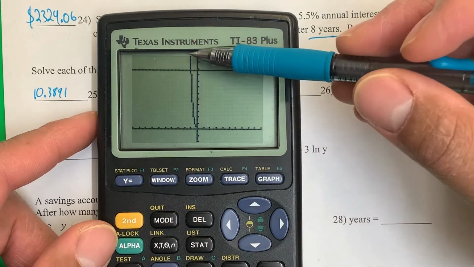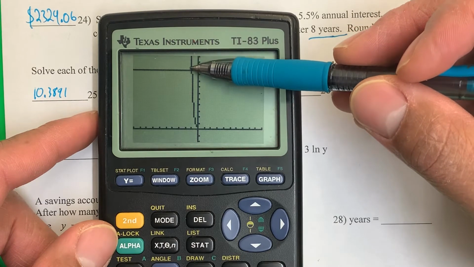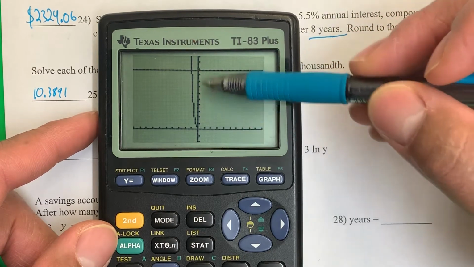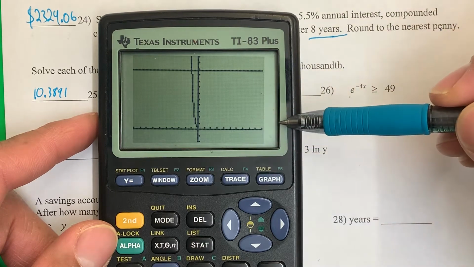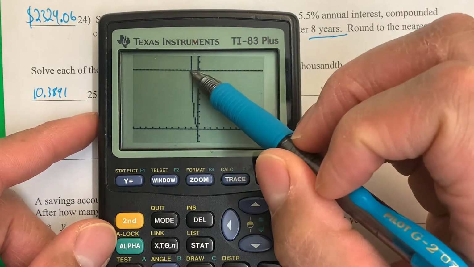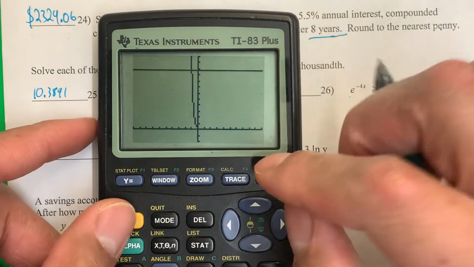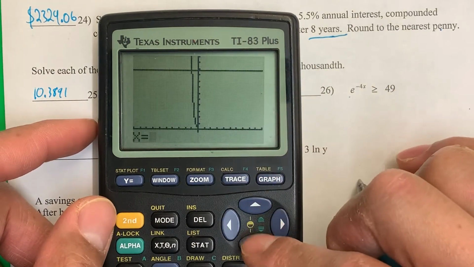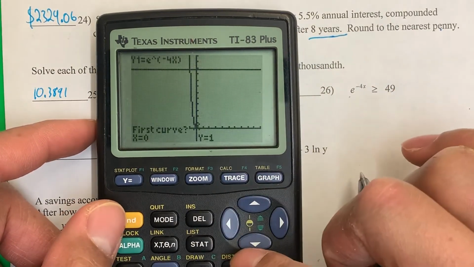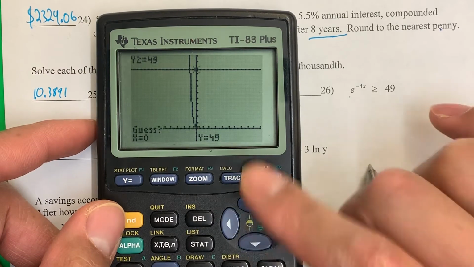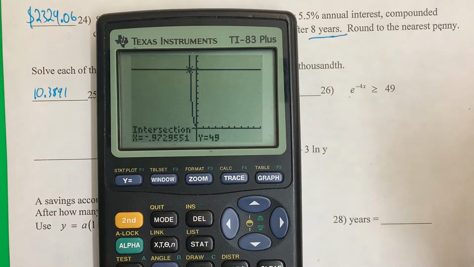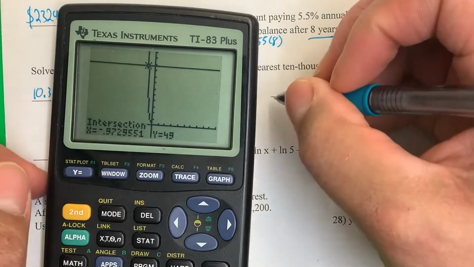And this is interesting. We haven't seen too many of these, but now the exponent is falling, okay? So it's getting really close to 0 going to the right, but most importantly, I can see where they intersect right here. So second calc, 5, first curve, good, second curve, good, enter again, give it a few seconds, and boom, there's your answer.